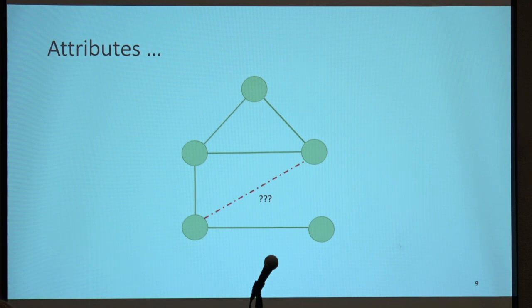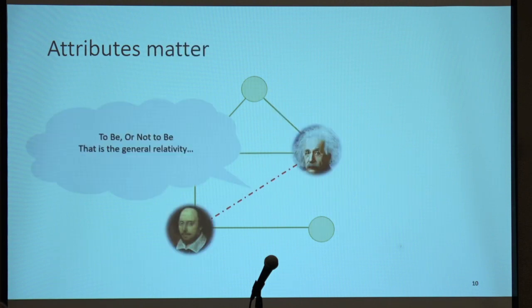Attributes. Why do attributes matter? Look at this graph. If we look at just the topology of the graph, creating the red edge makes complete sense. But if we add attributes, for example, put Albert Einstein in one of the nodes and William Shakespeare on the other one, and assume it's a collaboration graph, what would those two work on? To be or not to be, that's the general relativity. That makes a good title for a Hollywood movie, but not for a research paper.